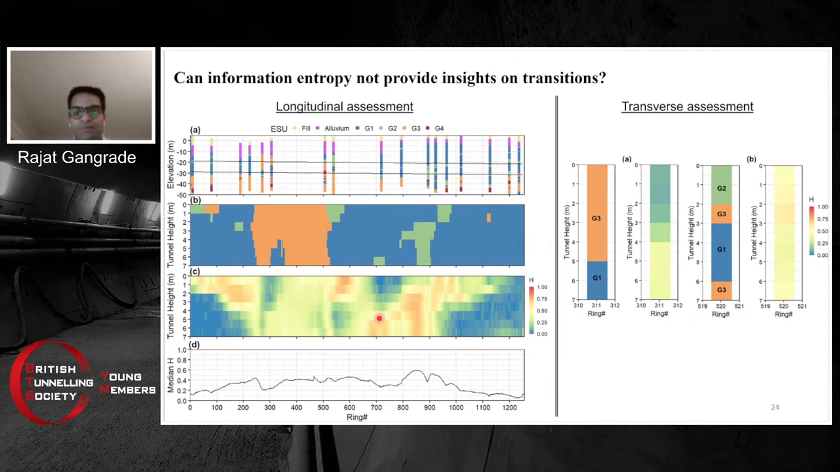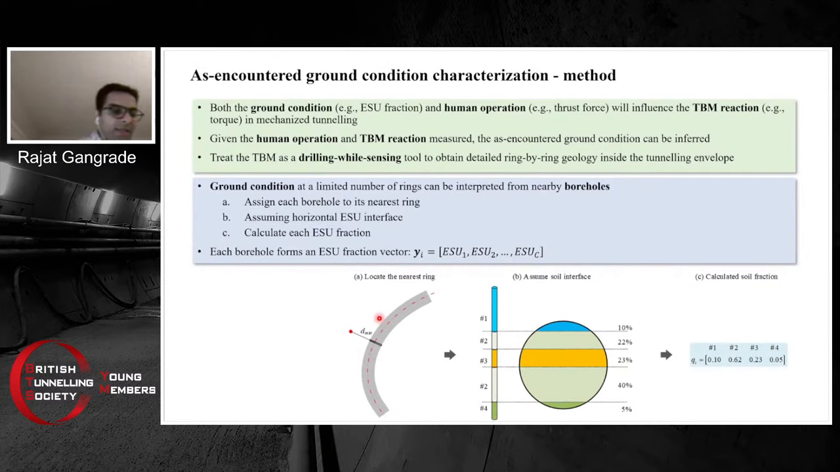Quickly jumping into the AI model, I see I have another 10 minutes, so I'll wrap this up in the next 5 minutes. This AI model was developed at the Colorado School of Mines by Mike Mooney and Hongji Yu. It takes into consideration both the ground condition and the human operation. TBM data and the ground data are utilized to model the as-encountered ground condition model.